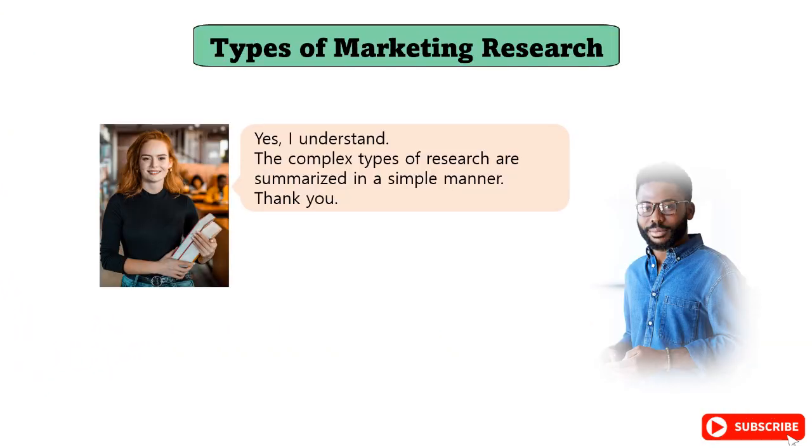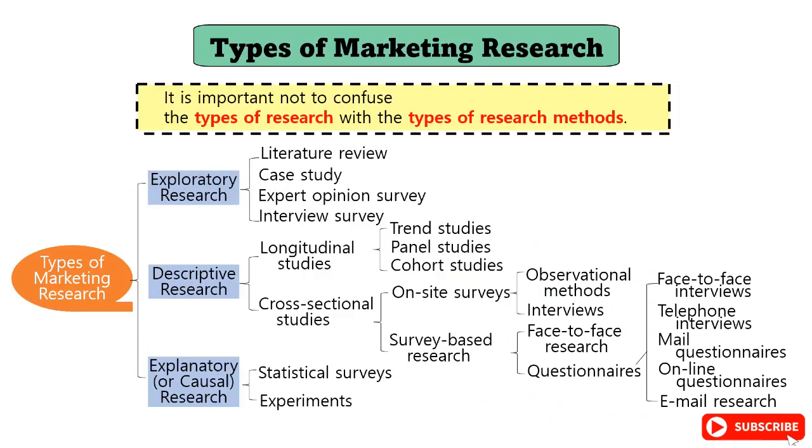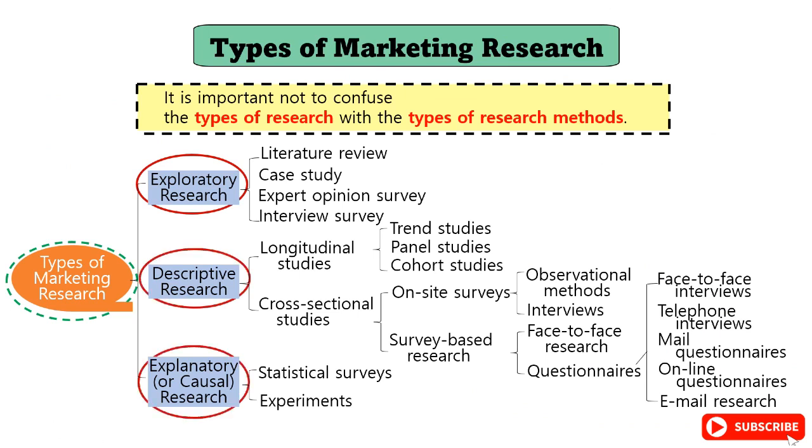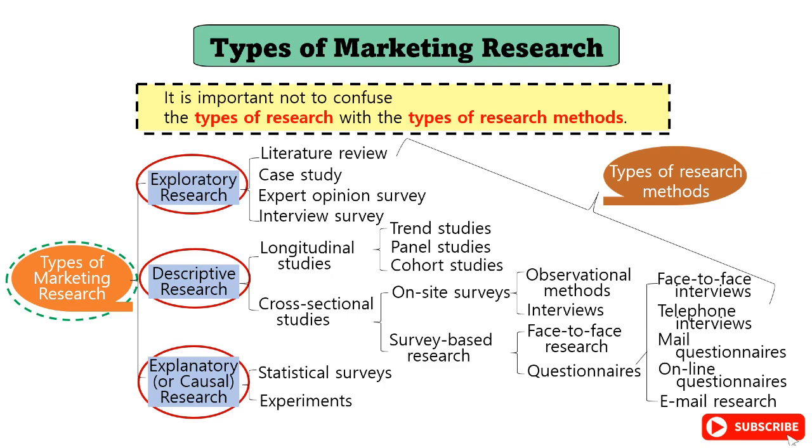Yes, I understand. The complex types of research are summarized in a simple manner. Thank you. As we conclude today's lecture, I would like to highlight one important point. It is important not to confuse the types of research with the types of research methods. The types of research, as explained earlier, refer to exploratory research, descriptive research, and causal research, while the types of research methods refer to the techniques used in conducting research.